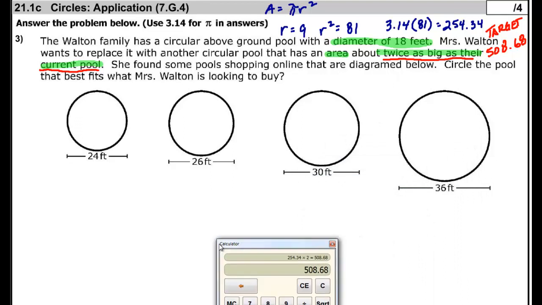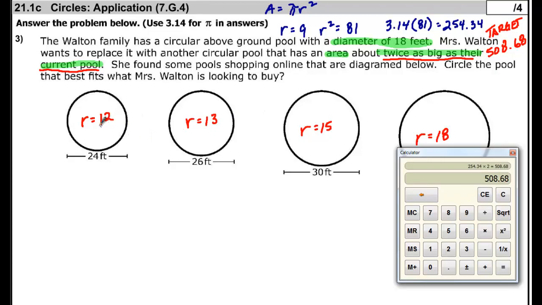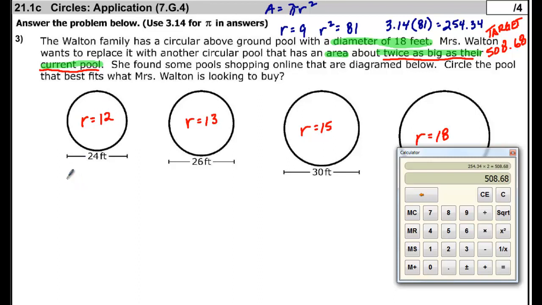First thing we're going to do, let me shove my calculator out of the way for just a minute. We don't need it quite yet. First thing we're going to do is make sure that we don't use this 24 or this 26 or the 30 or the 36. Those are all diameters. So in each case, we need the radius of that circle. The radius is what's going to work for this problem, not the diameter. So now we can figure out each of these pools.